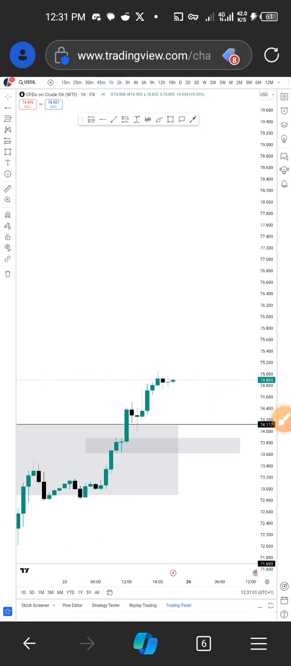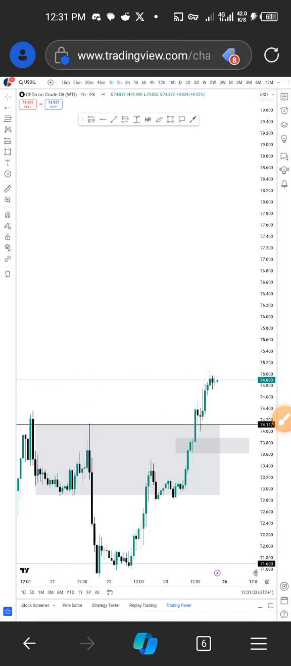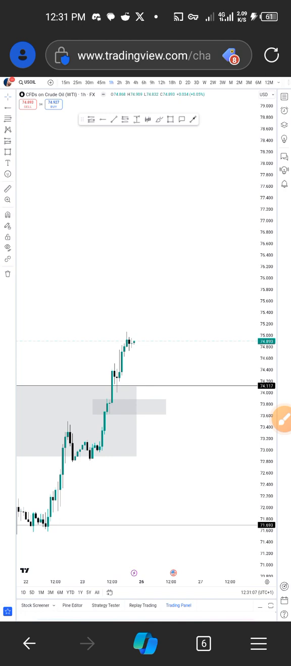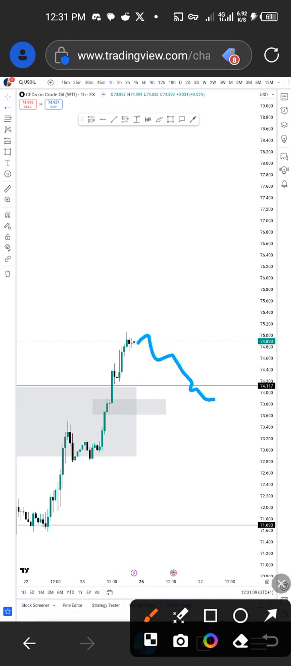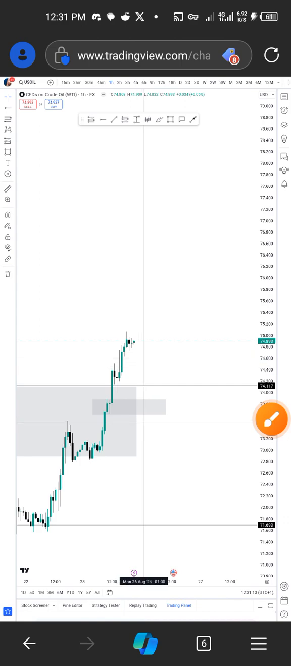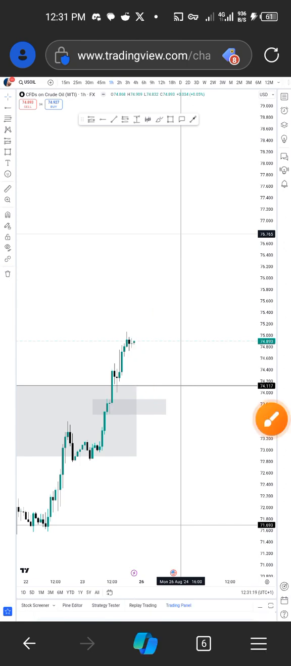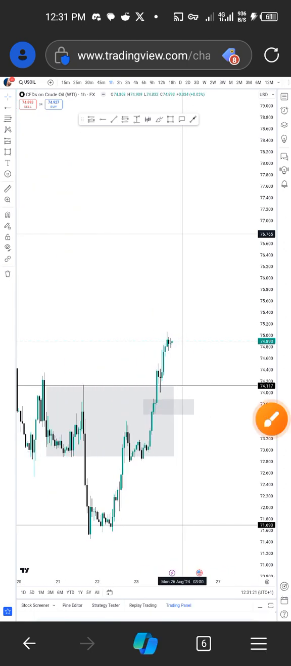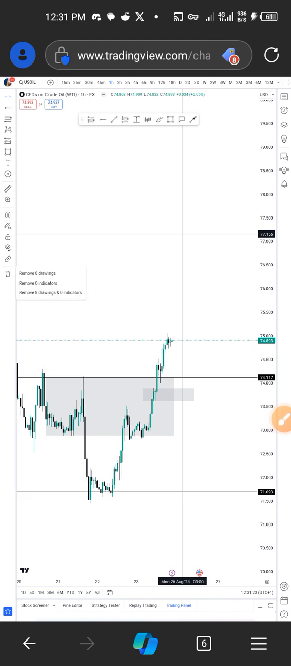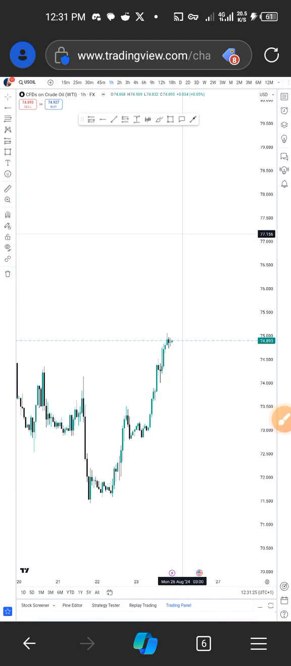So we have a 2 hour to 1 hour sensitive indecision candlestick. So the movement is expected to go bullish. There might just be a little push like this, then so that is for US oil.